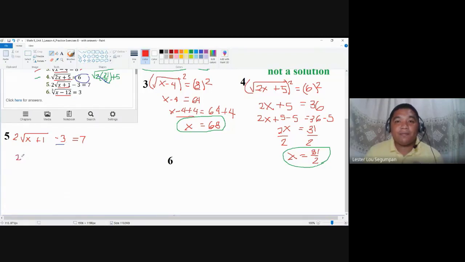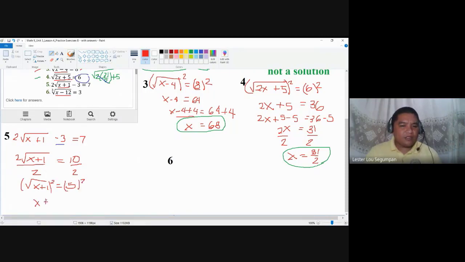I'm going to cut my process, my solution here. So you have 2 times the square root of x plus 1. You add both sides by 3, that will become 0. And then 7 plus 3 is 10. Hopefully you are following. I'm cutting short some of the processes here. And then we divide both sides by 2. You have square root of x plus 1 is equal to 5. And then square both sides. You have x plus 1 equals 25.